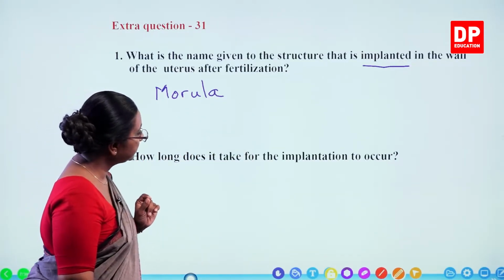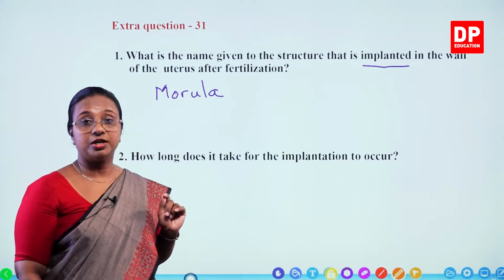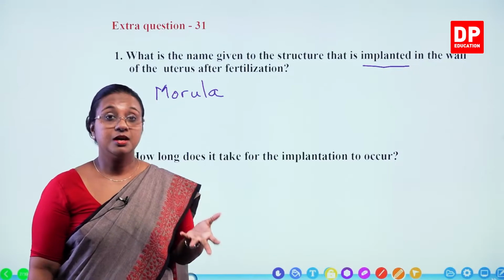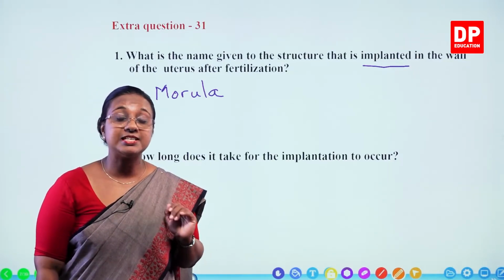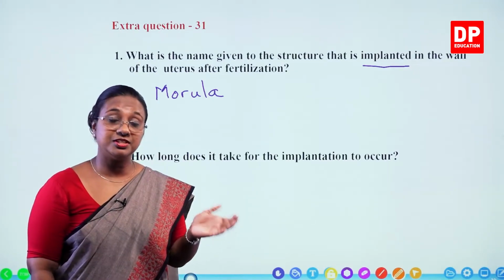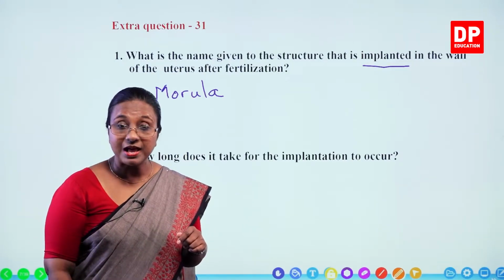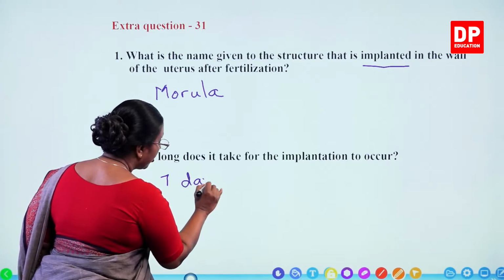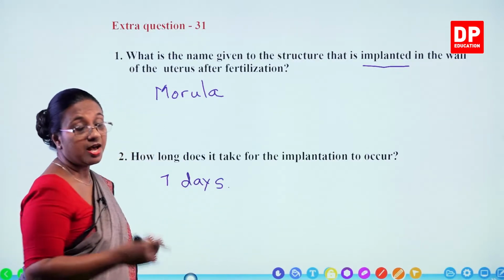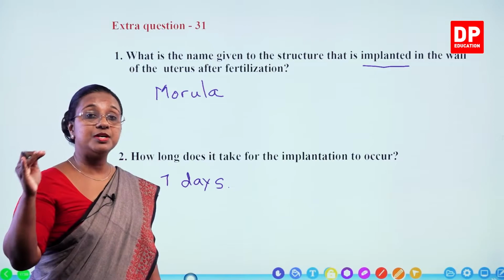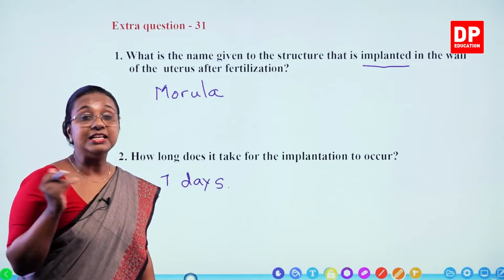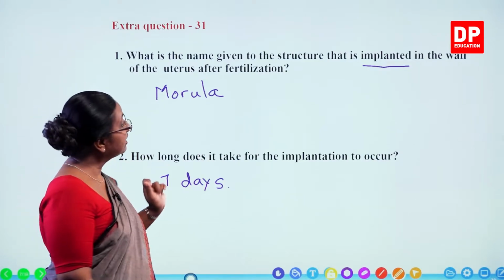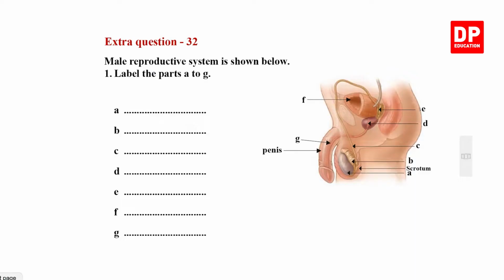How long does it take for the implantation to occur? So, morula is about 7 days after fertilization. So, it takes about 7 days or 1 week after the fertilization for the implantation to occur. So, here it is 7 days. You all can remember the diagram, students. After fertilization, what happens to the zygote until it gets implanted? So, those are the changes. With that, we'll move on to the next question.